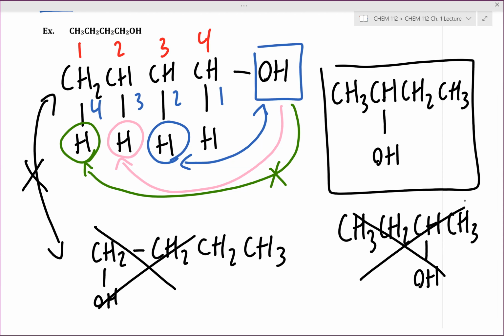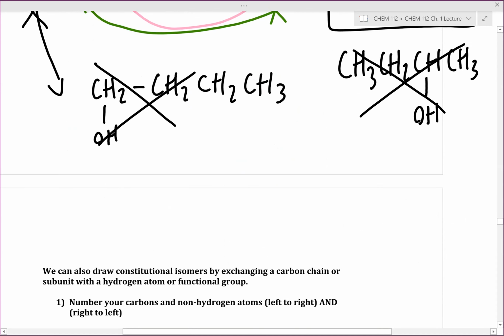So I like this method because it's very procedural and it beats having to guess and check. So it's fast to draw constitutional isomers. Let's do some practice now.